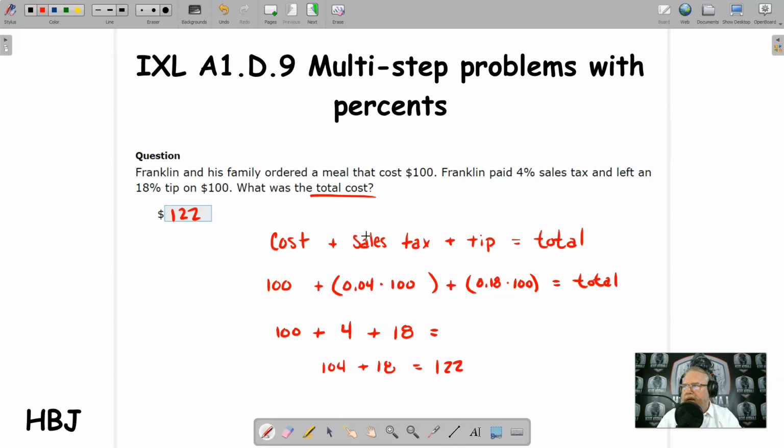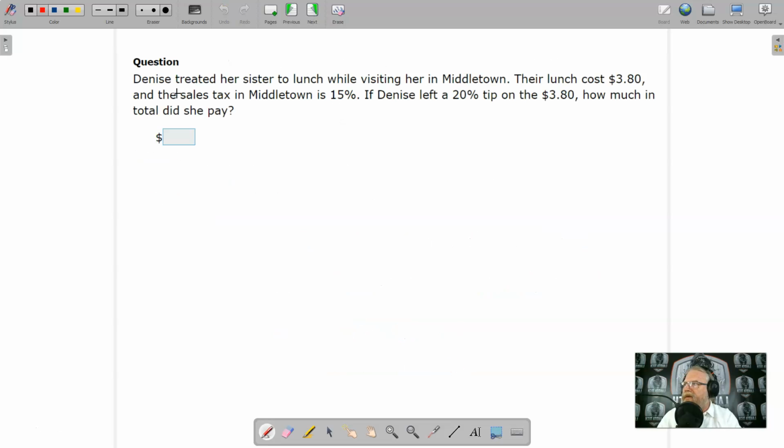So multi-steps, right? This one here, we added the cost, plus the sales tax, plus the tip, figured all those things out, and then went ahead and added them all together, and we get the final cost. Let's look at our next question.